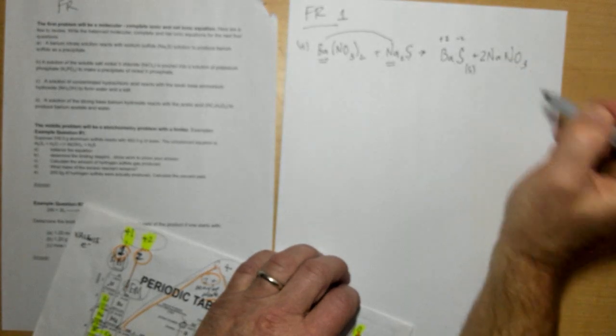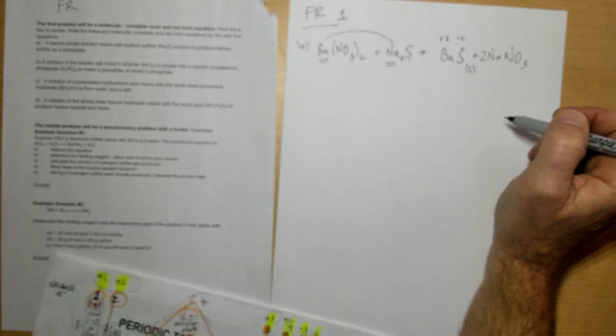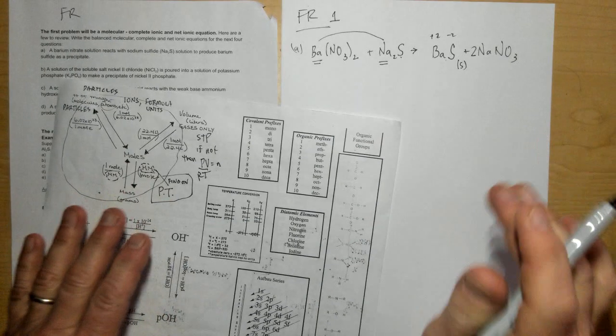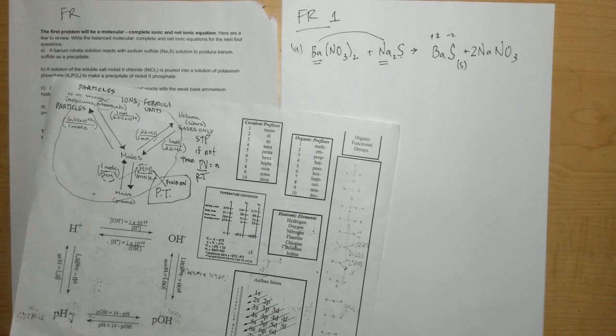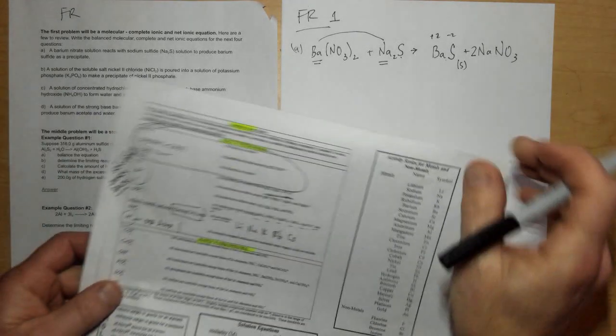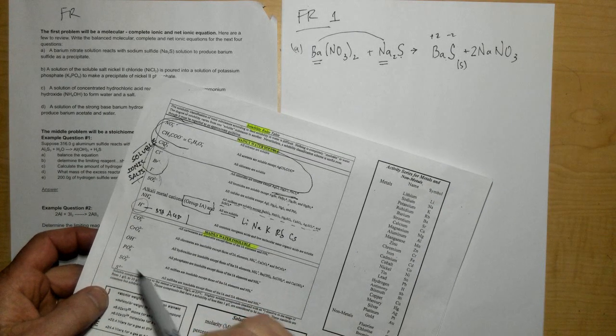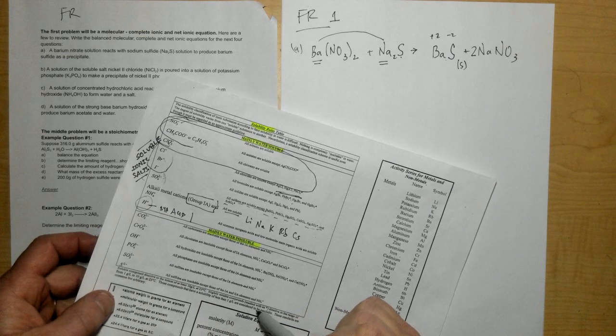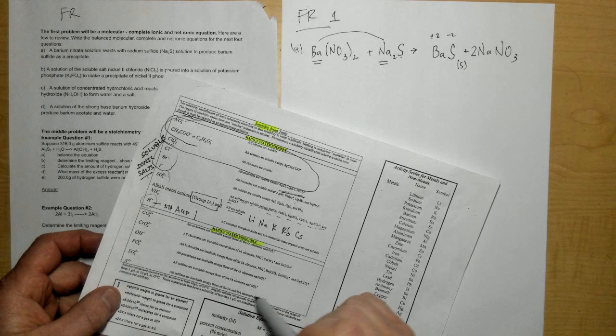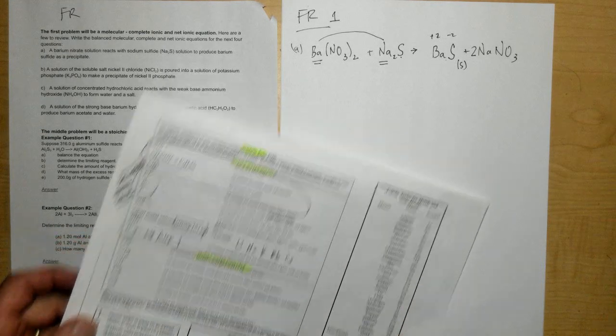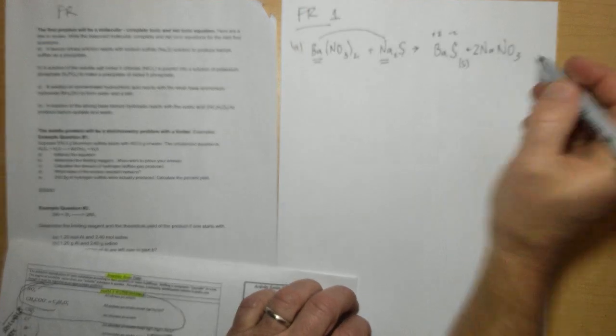It tells us that this is a precipitate, so it's going to be a solid, but if we're not sure, we can look inside of our periodic table, and you can look on the solubility rules, and you can find out that all sulfides are insoluble except for group 1 elements and ammonia. And so this one's going to be our precipitate.